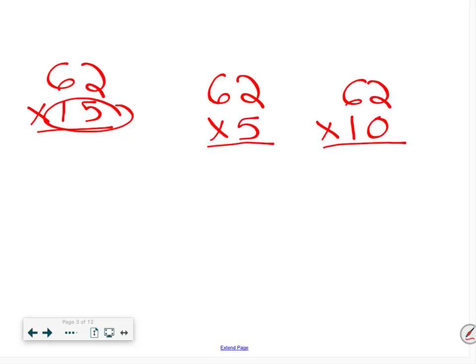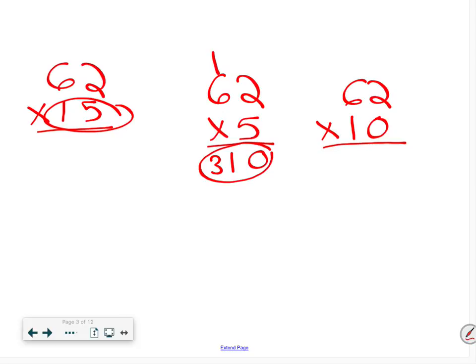I'm just making my life easier by breaking this up into two separate numbers. First, I'm going to do 62 times 5. It's the same way we always multiply. 5 times 2 ones is 10. I put down my 0 and regroup my 10. 6 times 5 is 30. Plus 1 is 31 tens. So my answer to 62 times 5 is 310.